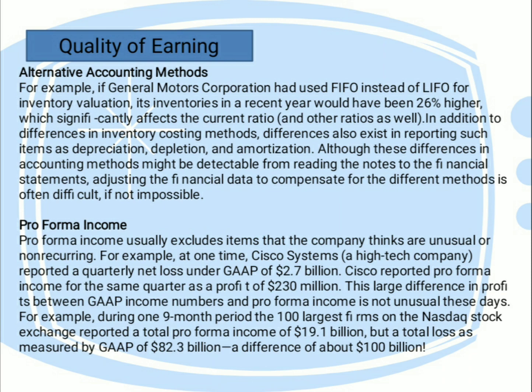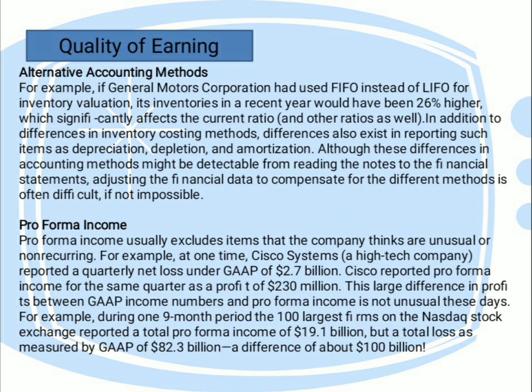Quality of earnings. Alternative accounting methods. For example, if General Motors Corporation had used FIFO instead of LIFO for inventory valuation, its inventories in a recent year would have been 26% higher, which would significantly affect the current ratio and other ratios as well.